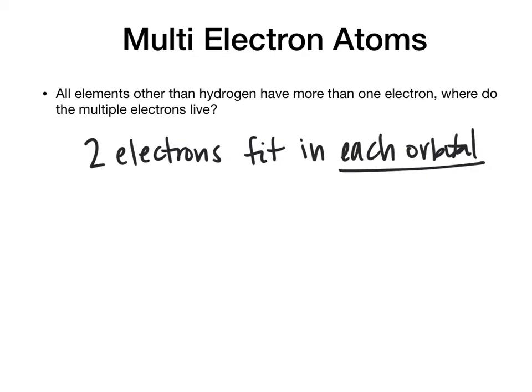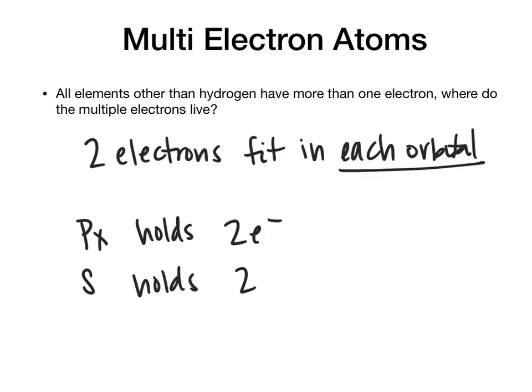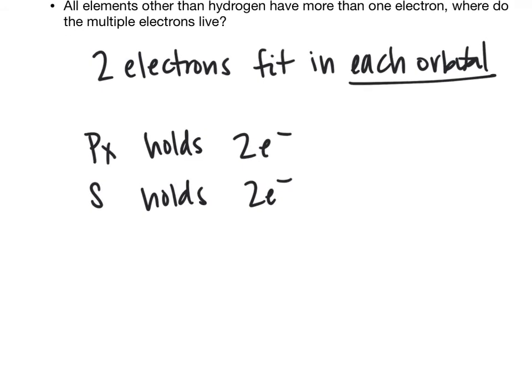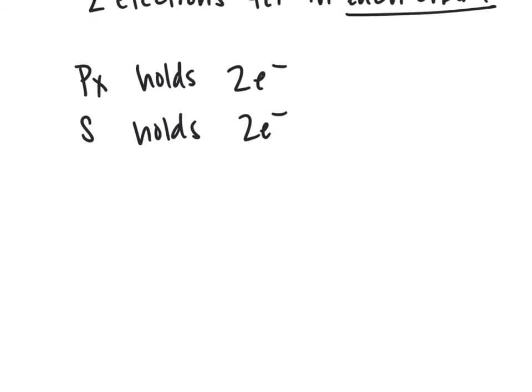So a p orbital, px, holds 2 electrons. The s orbital holds 2 electrons. And so the question is, if there are 2 people that reside in the same apartment or in the same building, we need a way to tell those apart. We also want to start to think about what it means if there are 3 p orbitals. So we know that we have px, py, and pz. And so these 3 orbitals are all at the same energy.